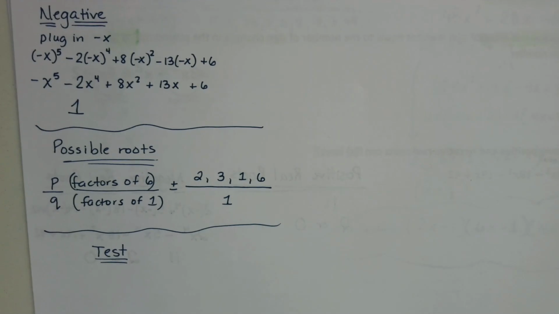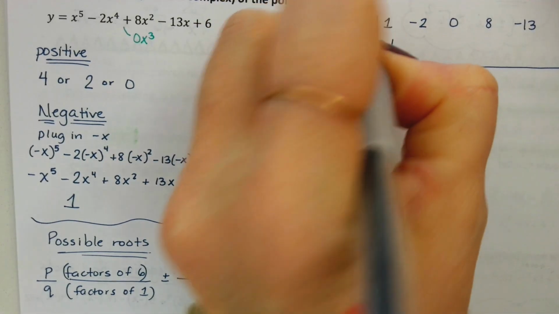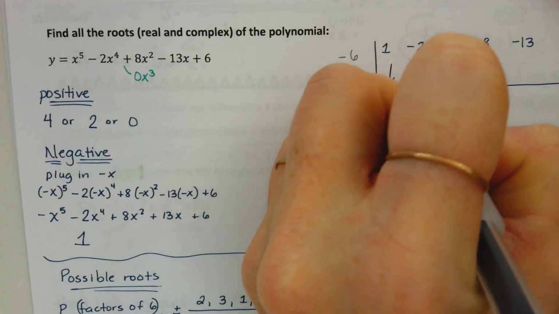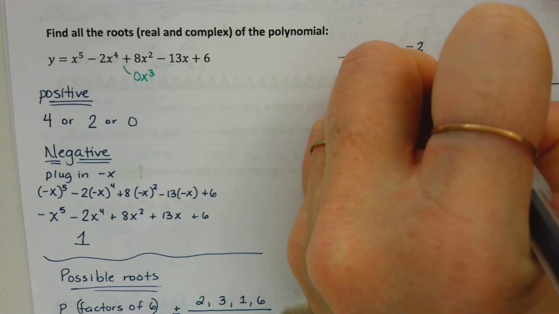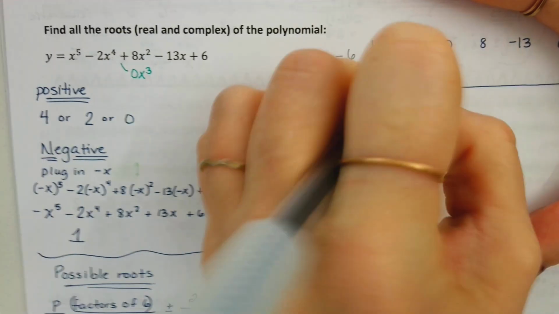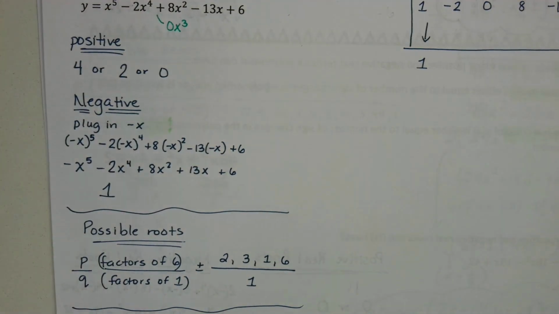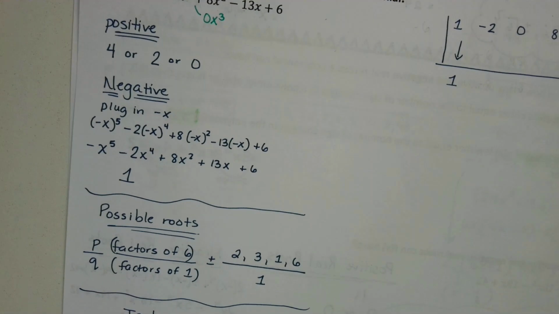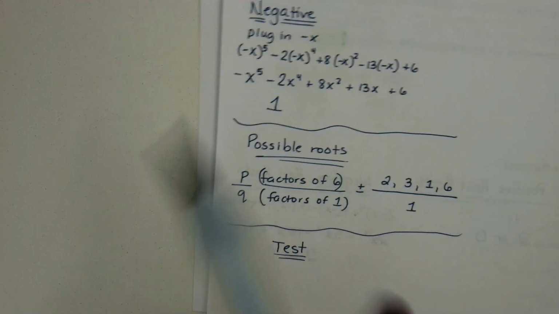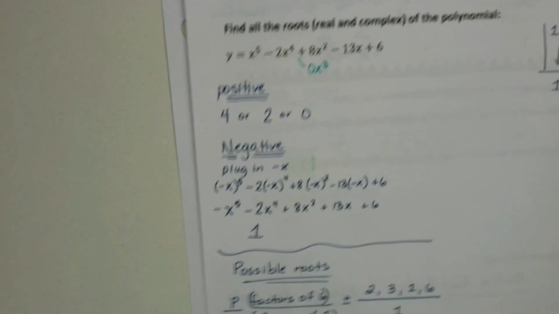Got negative 1. Wait 1 second. I still gotta check mine. No, it ain't gonna work. No, not gonna work. What about it? Why do we have to divide? Oh, because it actually said find all the roots. Actually find them, not just tell me what are the combinations.